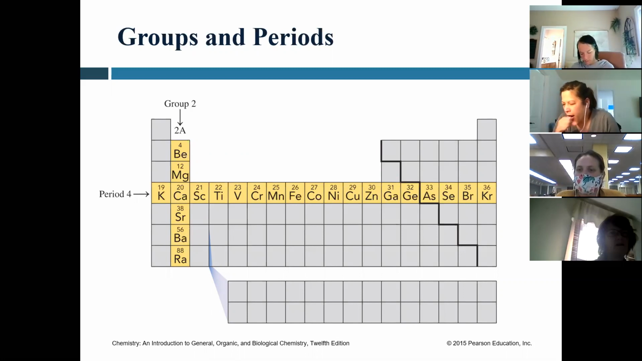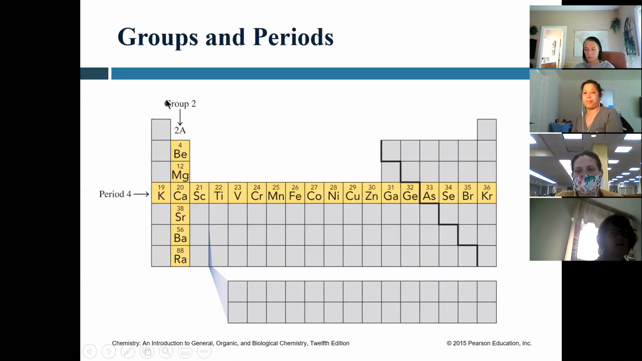Where am I? Missed it. 1, 2, 3, 4, 5, 6, 7. I got carried away. 1 for hydrogen, 2 for lithium, 3 for sodium, 4 for potassium, 5 for rubidium, 6 for cesium, and 7 for fat Frankie in the lower left-hand corner.